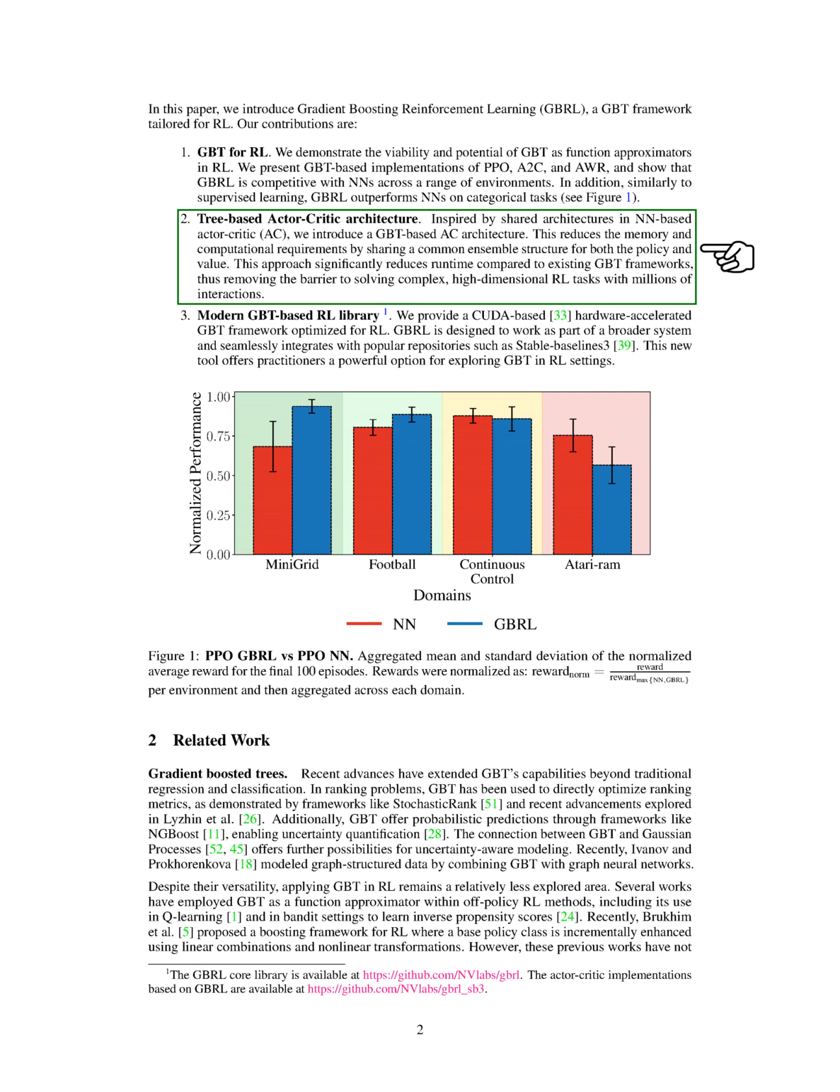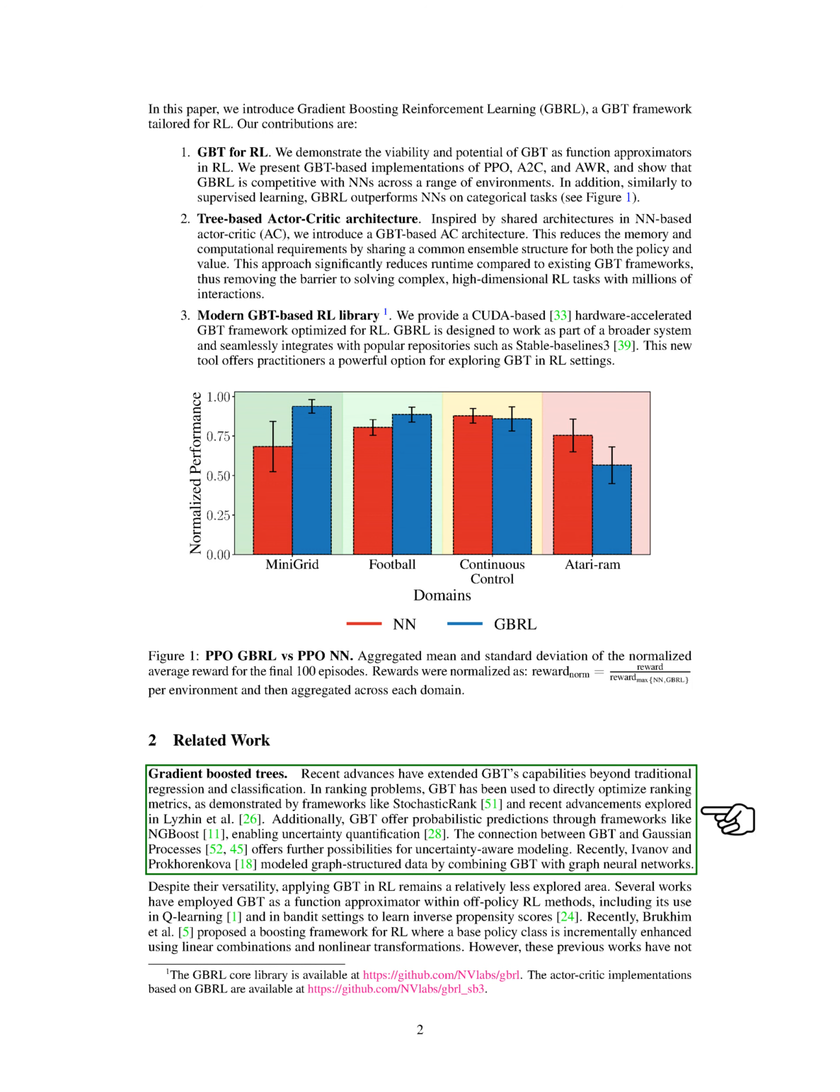We also introduce a tree-based actor-critic architecture based on GBT, which reduces memory and computational requirements, making it more efficient for solving complex RL tasks. Additionally, we provide a modern GBT-based RL library optimized for RL tasks, which integrates seamlessly with existing frameworks like Stable Baselines 3. Recent advancements have expanded the use of GBT beyond traditional regression and classification tasks.